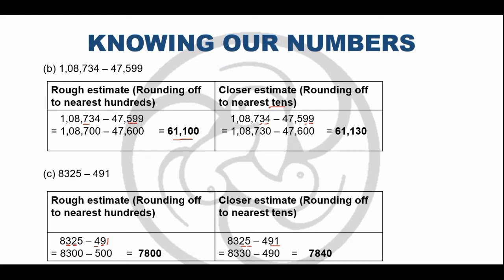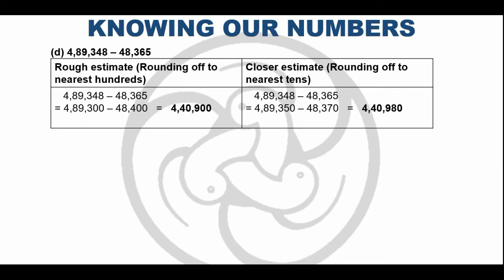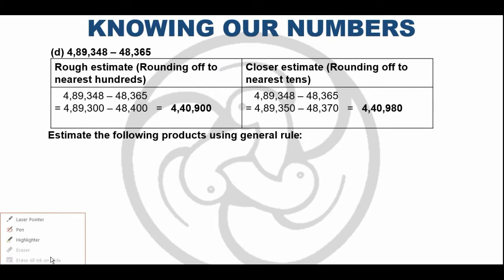So 490. So whenever you subtract these two numbers, it will become 7,840. Next one is 4,89,348 minus 48,365. So the rough estimate is the nearest 100. That means you have to round off to the nearest 100 position.